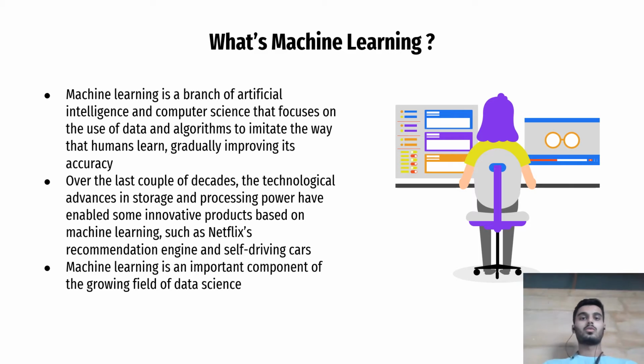So now, what is machine learning? Machine learning is a branch of artificial intelligence and computer science that focuses on the use of data and algorithms to imitate the way that humans learn, gradually improving its accuracy. Over the last couple of decades, technological advances in storage and processing power have enabled some innovative products based on machine learning, such as the Netflix recommendation engine and self-driving cars. Machine learning is an important component of the growing field of data. And now, handing over the presentation.